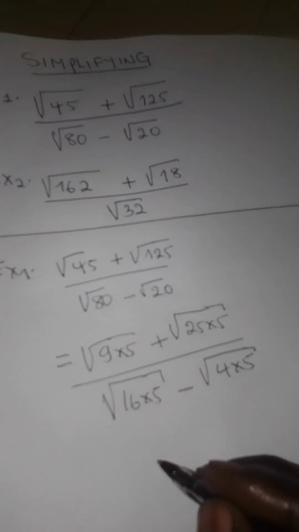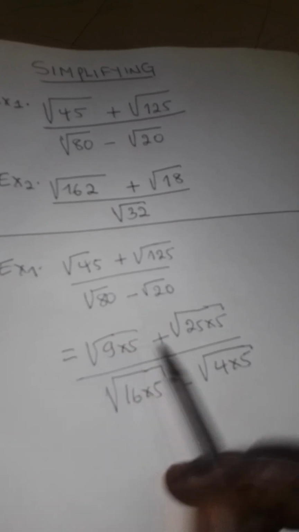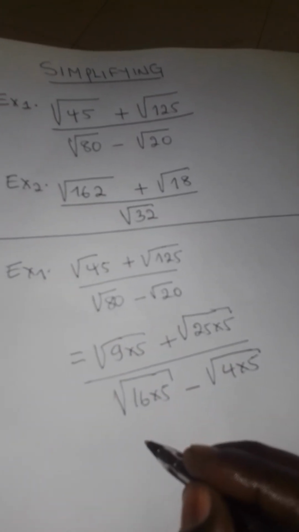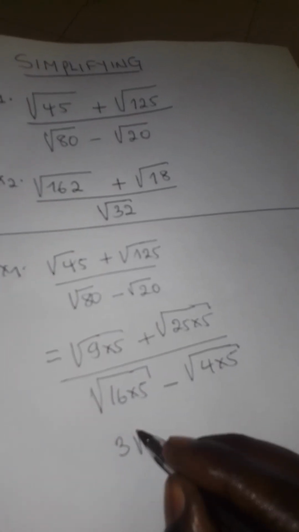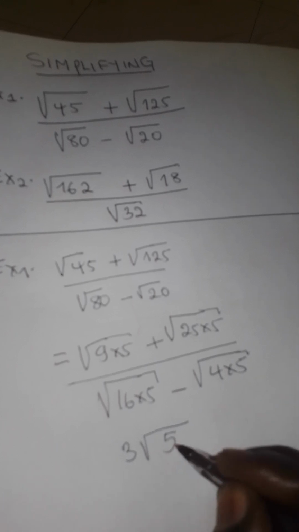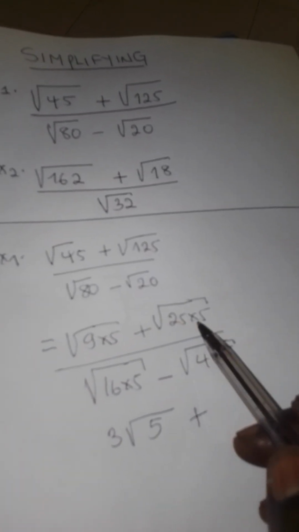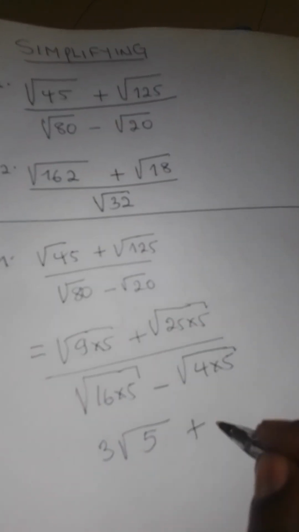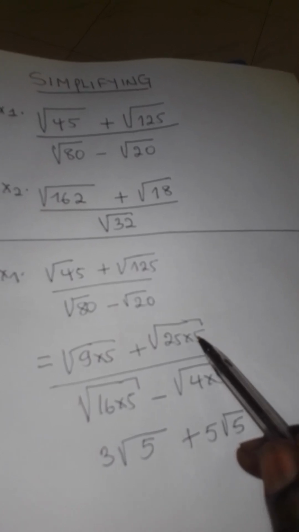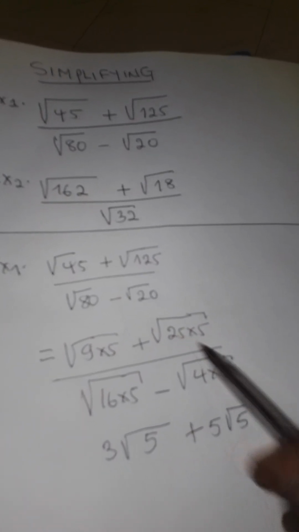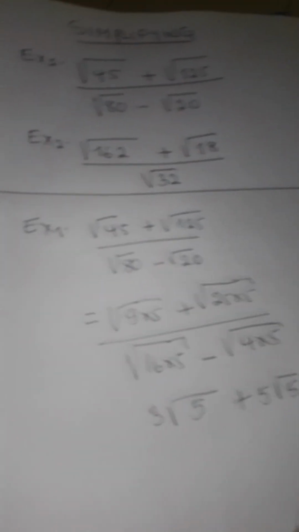Now from root 9 times 5, here we can put down 3, because root 9 is equal to 3. Then we put out 3. Then we write root 5. Then plus root 25, which is equal to 5. Then we put 5 out, then root 5, because square root of 25 is equal to 5. Then we put 5 outside of the root.